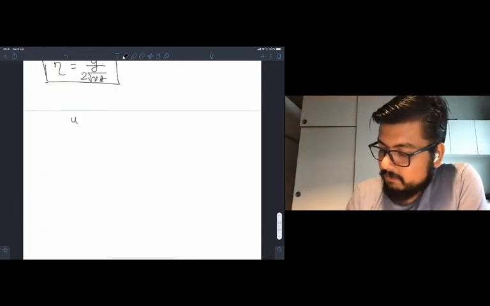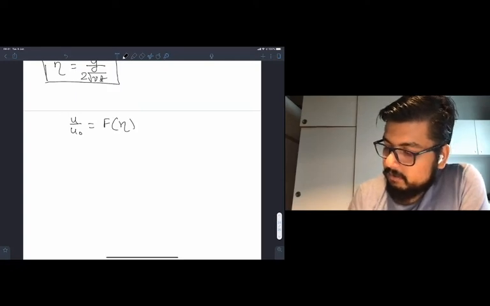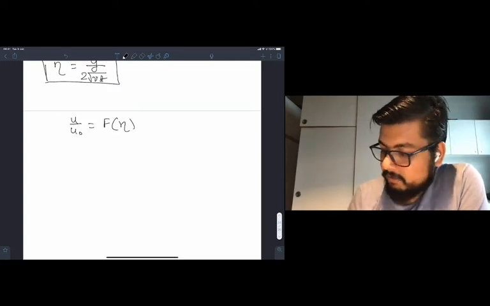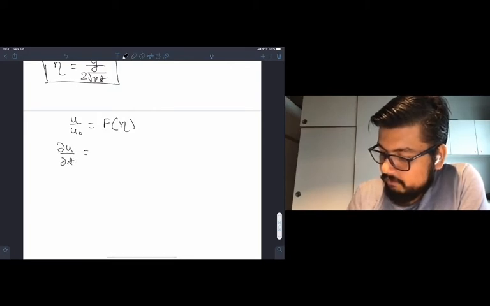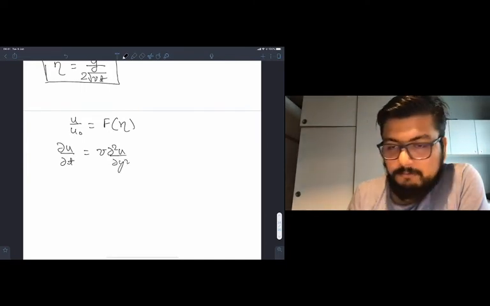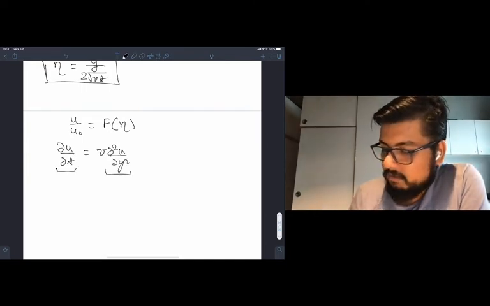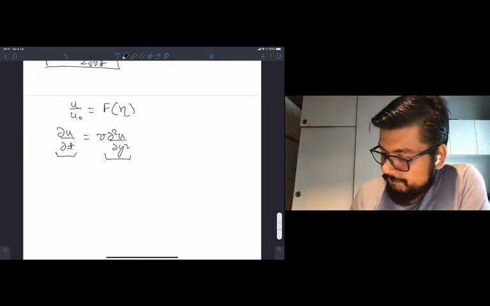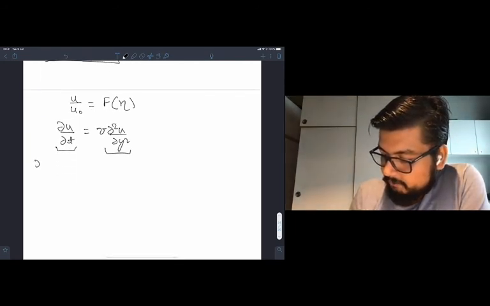So now our functional form, u upon u naught, is a function of eta. Now something interesting will happen if we plug this functional form into our partial differential equation. But before we do so, we need to find the different terms that are present in that equation. So let's try and find these values.